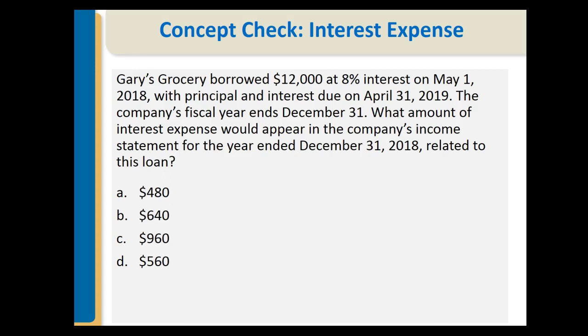Let's look at another question. Gary's Grocery borrowed $12,000 at 8% interest on May 1st, 2018, with principal and interest due on April 31st, 2019. Now, the company's fiscal year ends December 31st. What amount of interest expense would appear in the company's income statement for the year ended December 31st, 2018 related to this loan? I'll give you a minute to think about this.